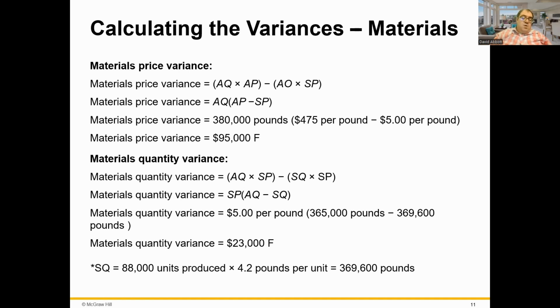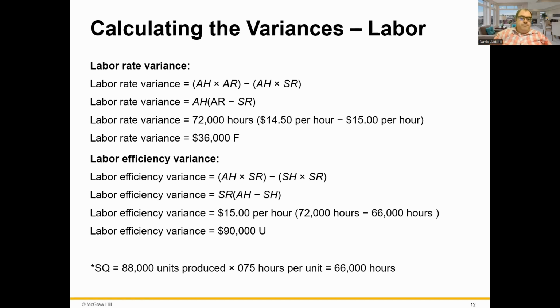And then the material quantity variance is also computed as $23,000, and that also is favorable. It is labeled favorable because the pounds used in production, which is 365,000 pounds, was less than the pounds that the standard allows for the actual level of output, which is 369,600 pounds. So they actually ended up being able to use less material than what they had budgeted for. So that would have been favorable.